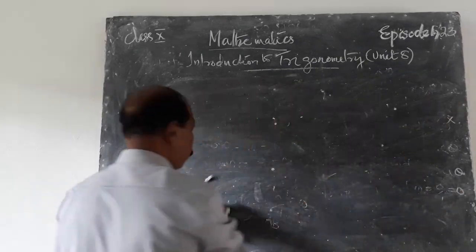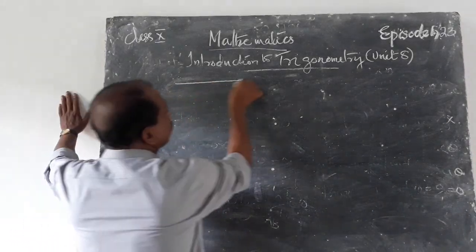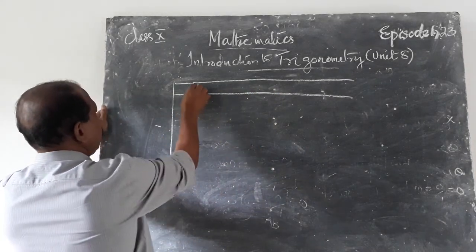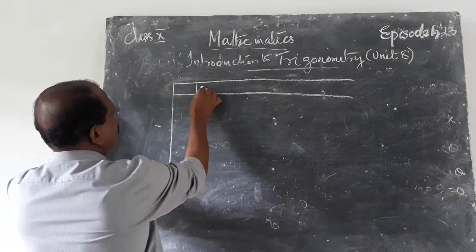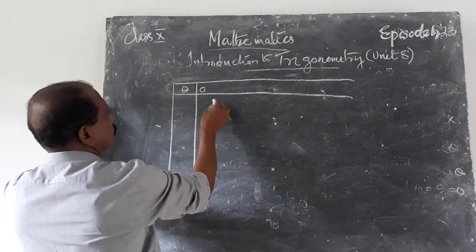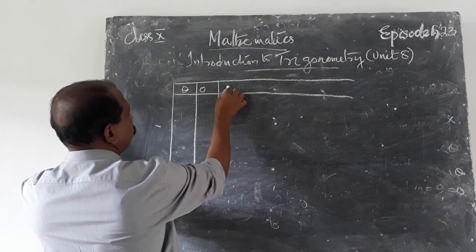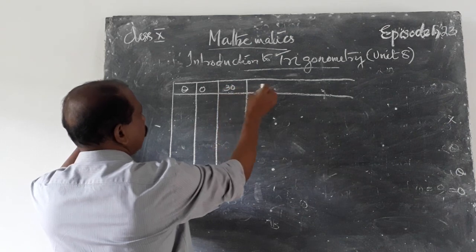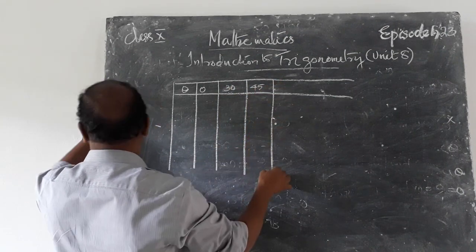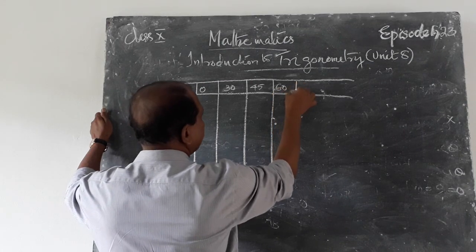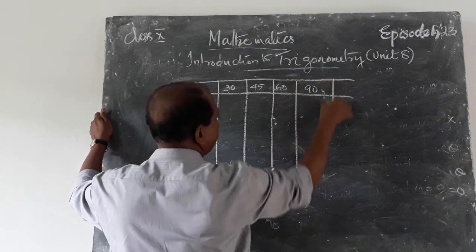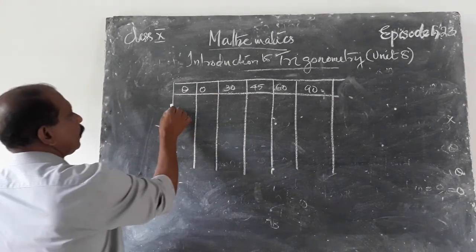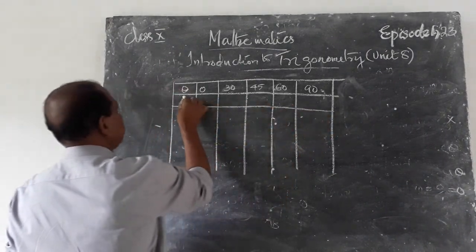Now, listen, this is the angle theta: 0, 30, 45, 60, then 90. It is also written like that, that is theta.